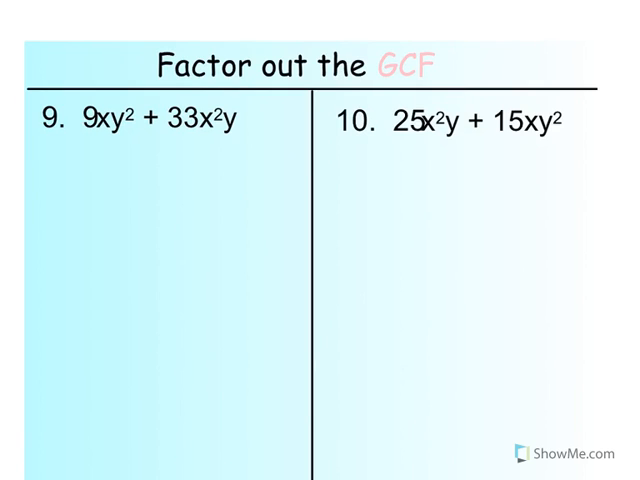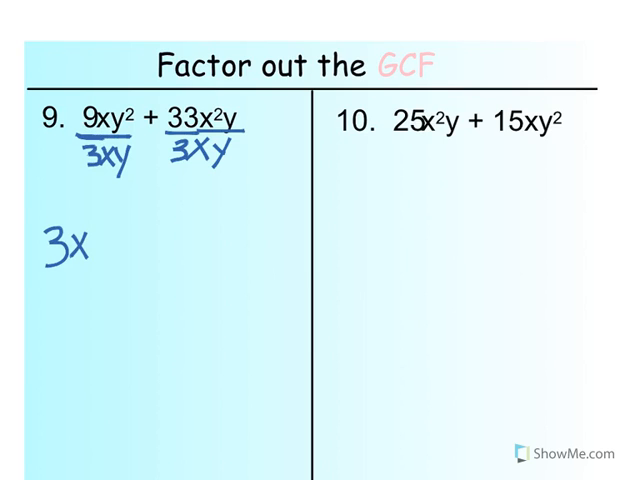Here's our next two examples. 9 and 33 share a factor of 3. 3 can be divided out of both of them. Now look at both of them. They both have at least one x, so we can pull an x out of both of them. And they both have at least one y. The first term has 2, but the second one only has 1, so they only share a factor of y to the first power.